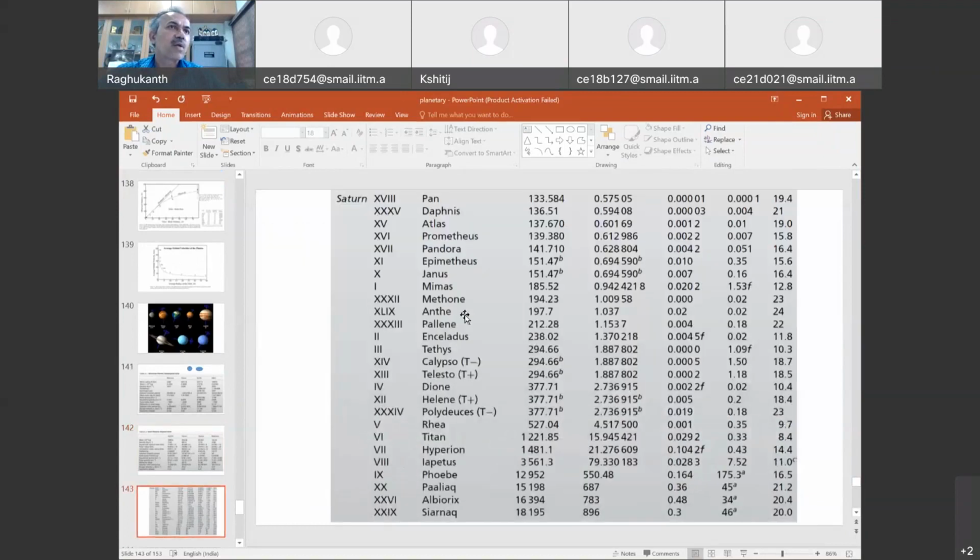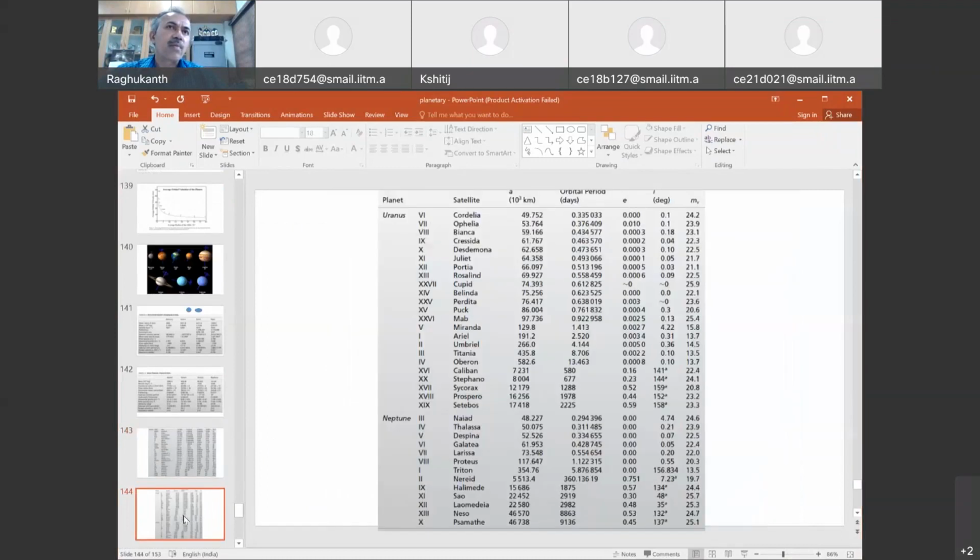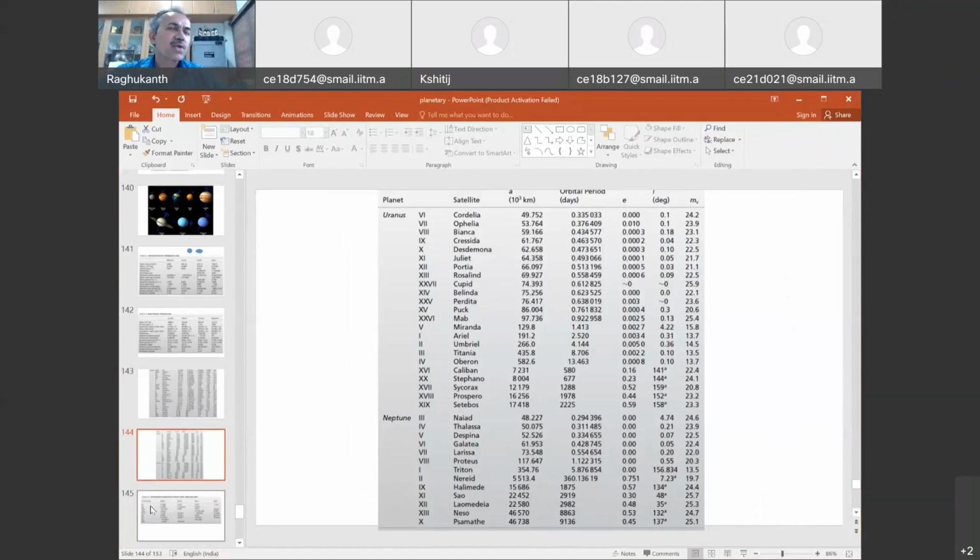And these are also for the moons, all the Saturn moons. So these parameters are available, and they are available in that textbook which has been circulated to all of you on WhatsApp. Okay, so you can see if you want to know more details about this one. So these numbers are also available.